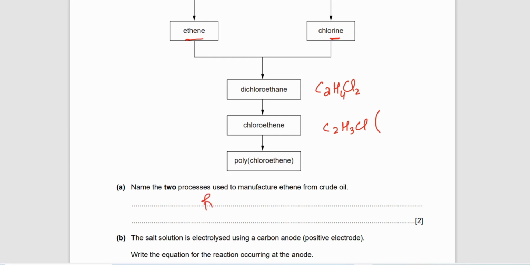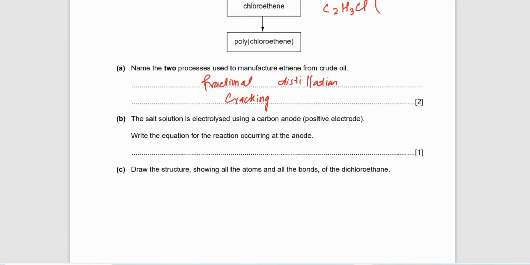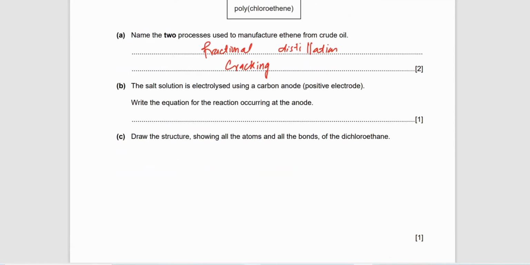One is fractional distillation. As alkanes are separated on the basis of their boiling points, in the same way the alkene ethene is also separated. And the second is cracking. Longer molecules with high boiling points are broken down into smaller ones, and from here we also get unsaturated alkenes like ethene.